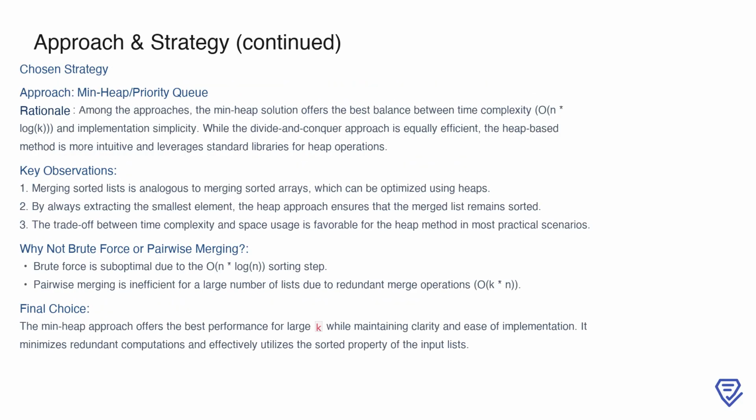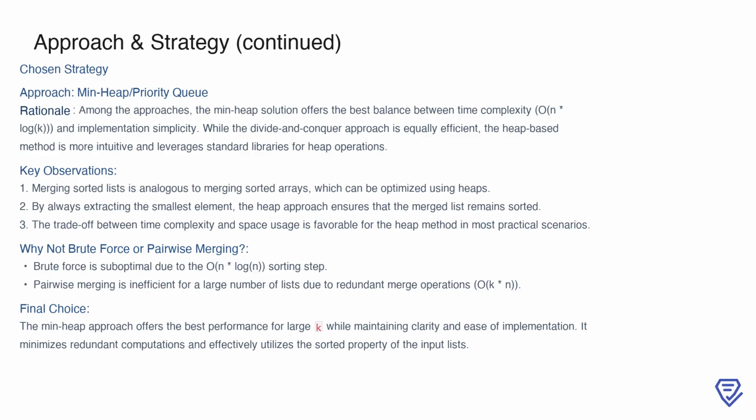Among the approaches discussed, the min-heap or priority queue method is the most balanced in terms of time complexity and ease of implementation. With a time complexity of O(n log k), it matches the efficiency of the divide-and-conquer approach. However, it stands out for its intuitive design, leveraging built-in libraries to simplify implementation. This method is well suited for merging sorted lists because it ensures that at each step, the smallest available element is added to the merged list, maintaining the sorted order.